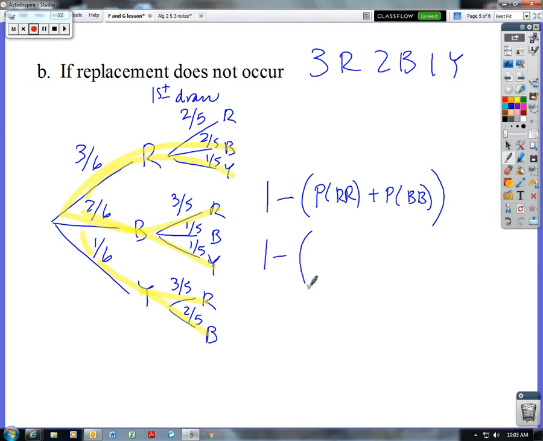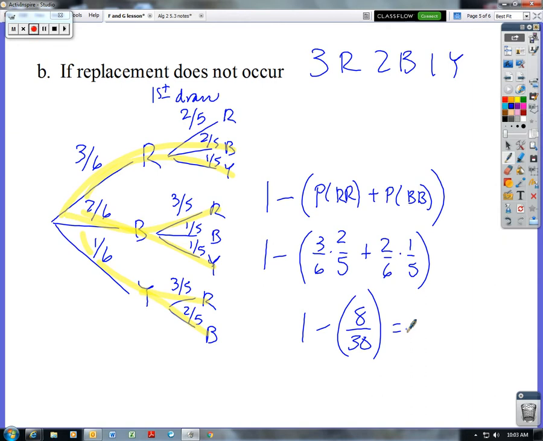I'm going to, again, not reduce, so red, red is 3/6 times 2/5, and a blue, blue is 2/6 times 1/5. So that's going to be 6 plus 2 is 8 over 30. That's 22/30ths, and so we divide by 2 and we get 11/15ths. Pretty cool, huh? Complementary events are very, very handy. They save you time.